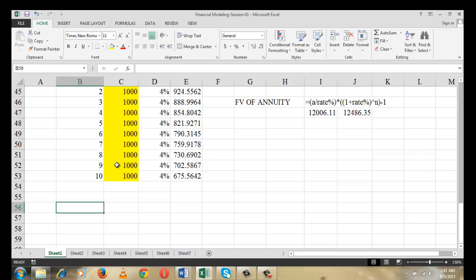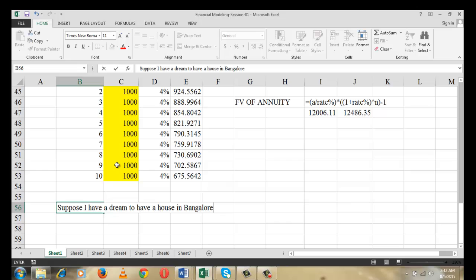You can talk about an example of PMT calculation. Suppose I have a dream to have a house in Bangalore, a 2 BHK or 3 BHK house in Bangalore. Fine. So I have dreamed to have a house in Bangalore, but I don't know how the dream will be sustained. What would be the scenario that I should work on so that I can get my dream? So I will take a very simple example.